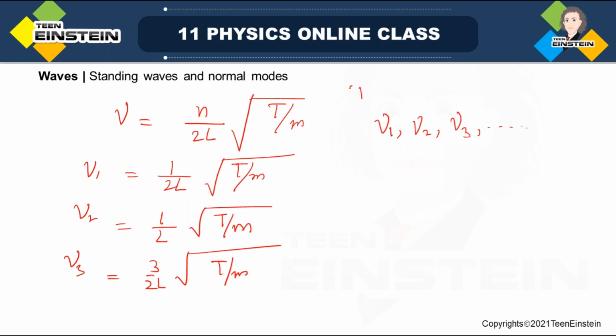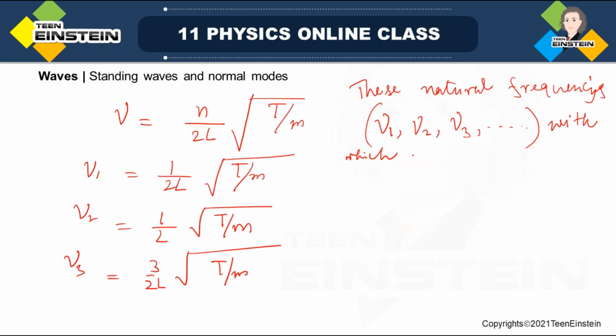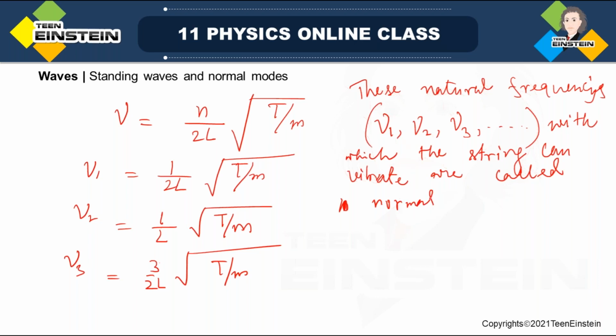So these are all natural frequencies. These natural frequencies with which the string can vibrate are called natural frequencies, or normal modes. These are called normal modes.